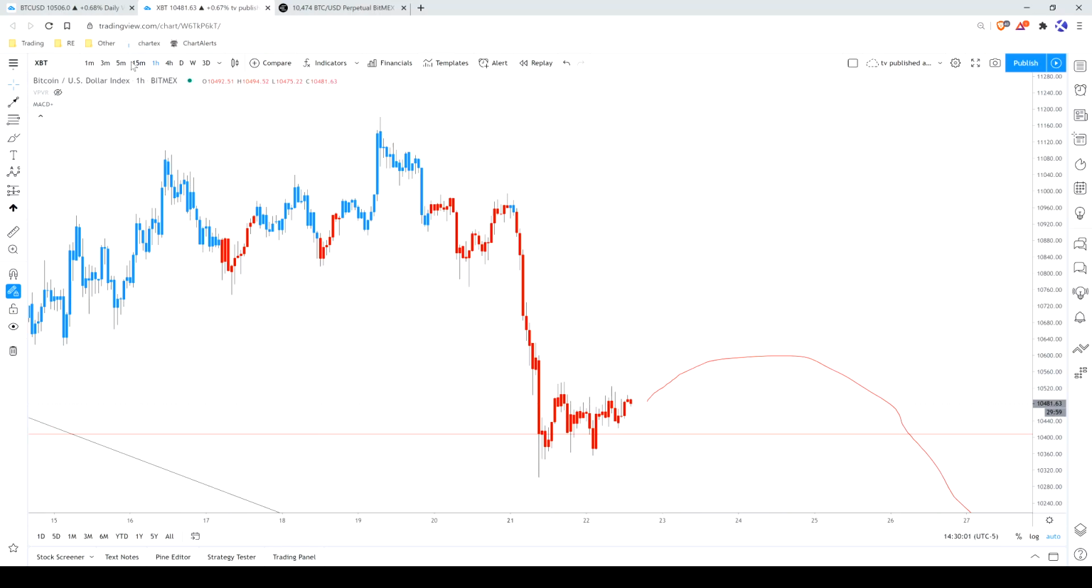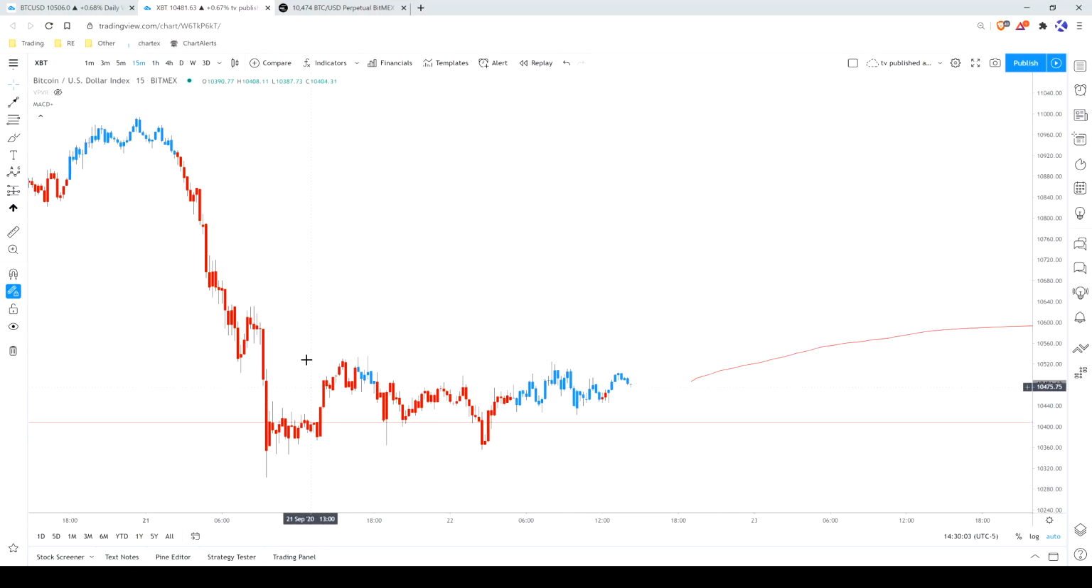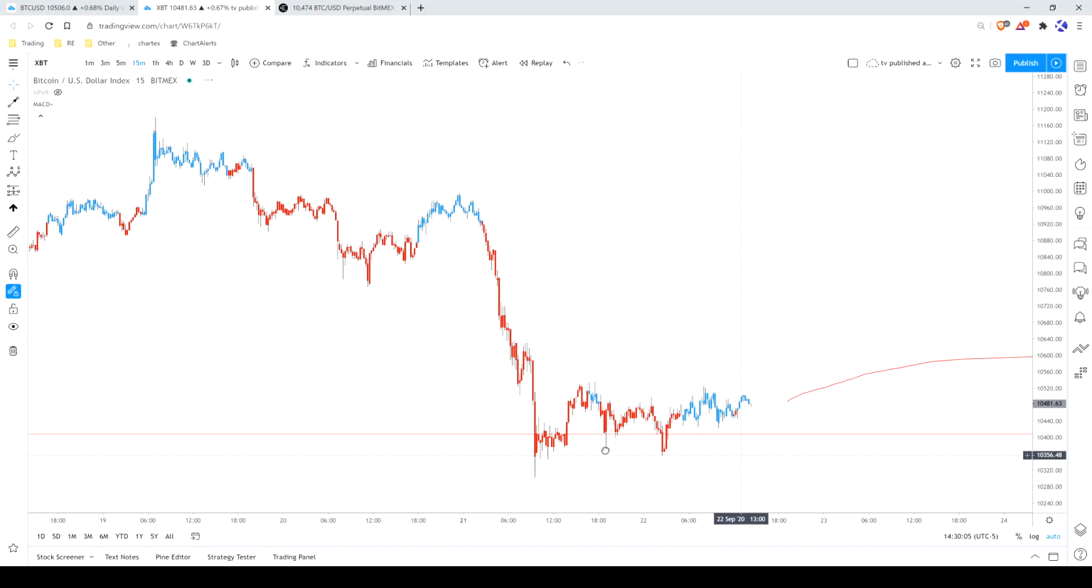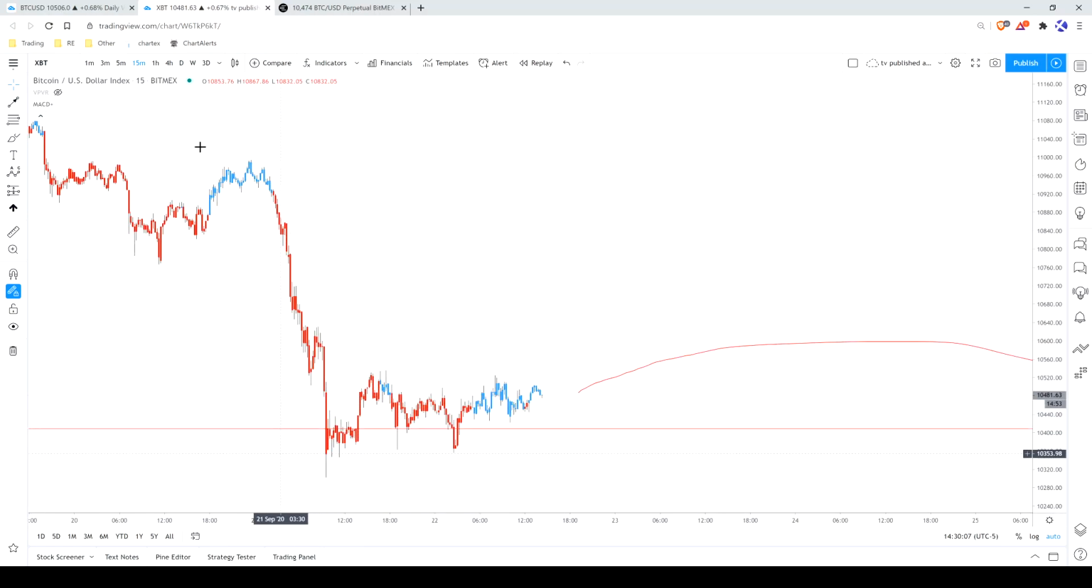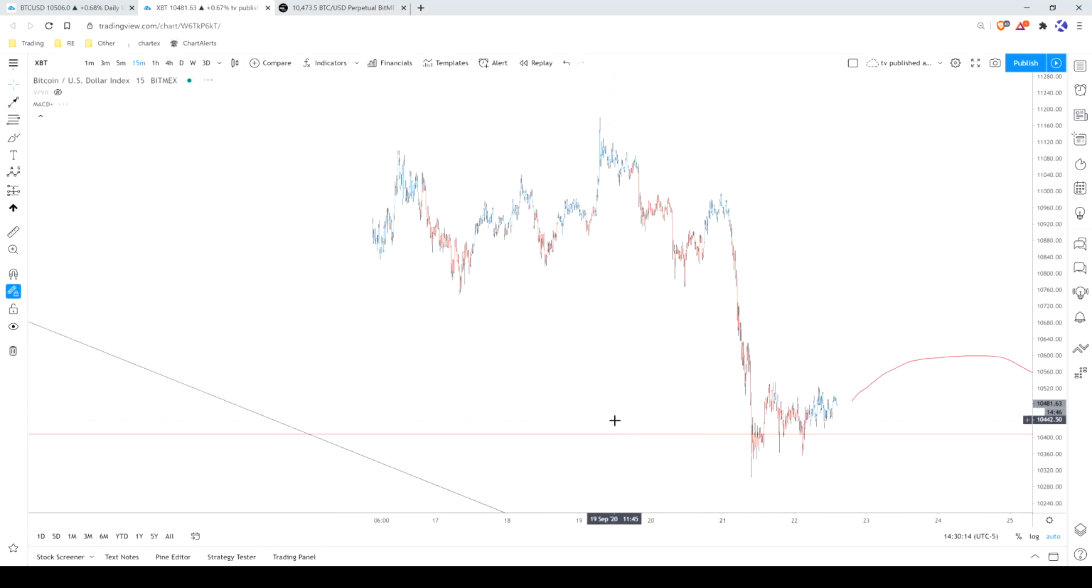If we don't get a 1 hour flip to blue, then the 15-minute is the next one to really watch. And you can see that there's a lot of false flips on this low of a time frame.